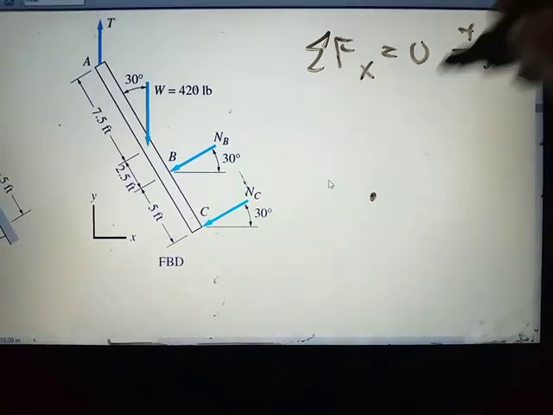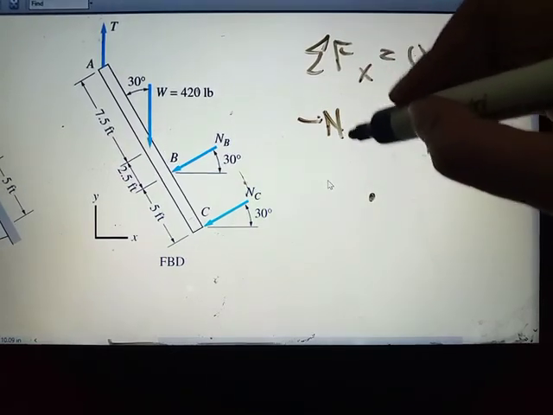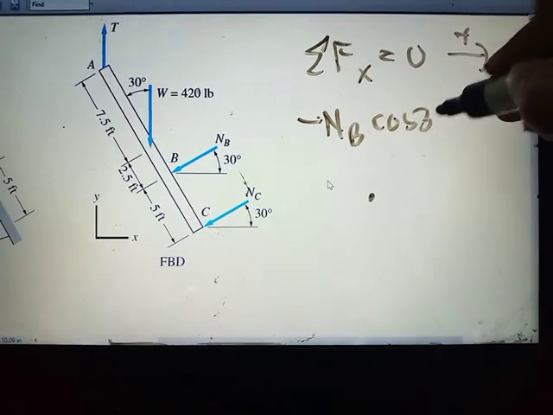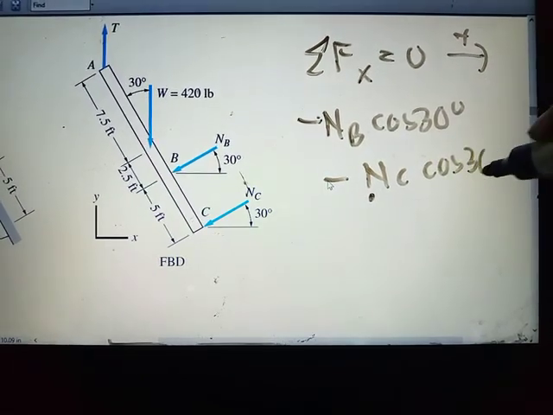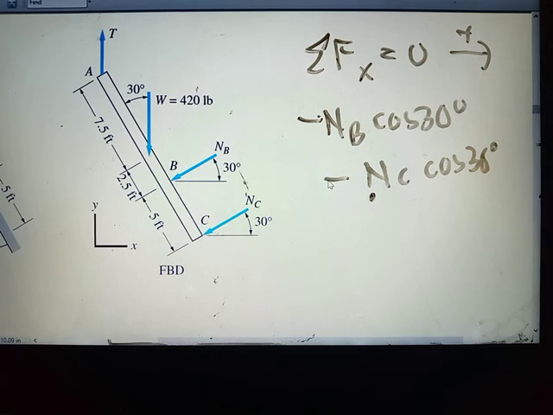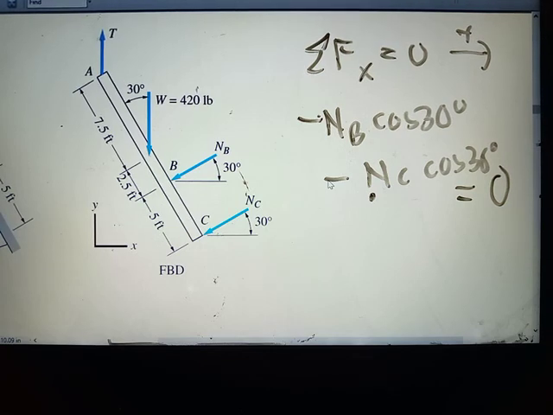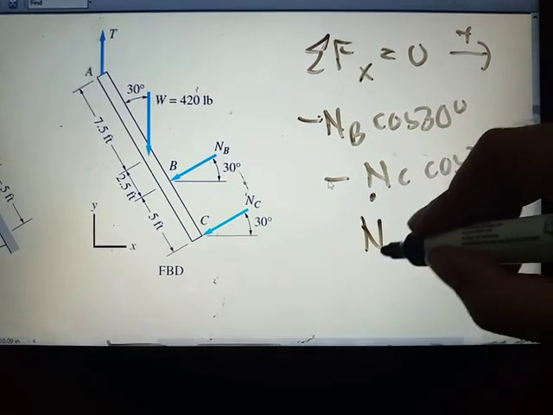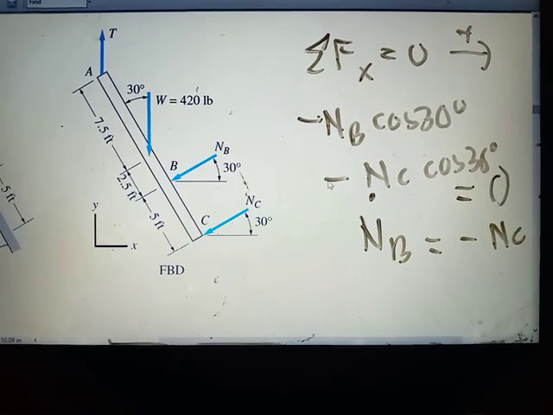To the right as positive. So, the NB there on the other side is negative: negative NB cosine 30 degrees, then negative NC cosine 30 degrees. Are there other forces? So, none. That's one of your equations. When you transpose that, we get NB is equivalent to negative NC.